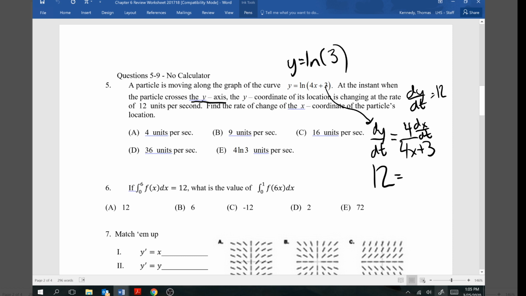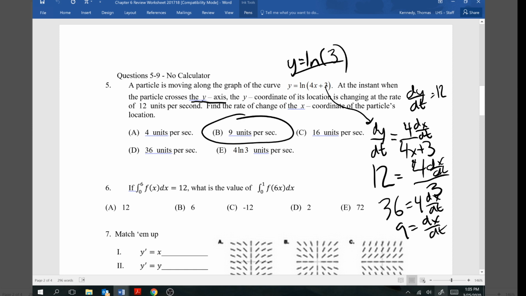Now I'm sending myself up a creek here. Okay, oh yeah, I didn't need this at all, because all I needed to know was x was 0. That's why I'm so confused. So we get 4 dx/dt over 3 because x is 0. I don't know why I found y, but had we needed to find it, we did. And then we multiply by 3 and divide by 4 on the left side. 36 equals 4 dx/dt, and 9 equals dx/dt. 9 units per second is our answer.